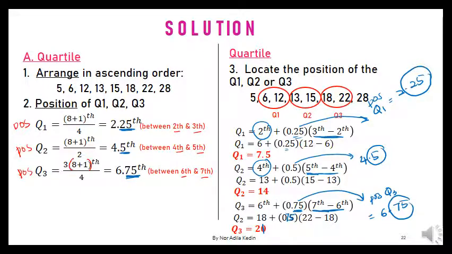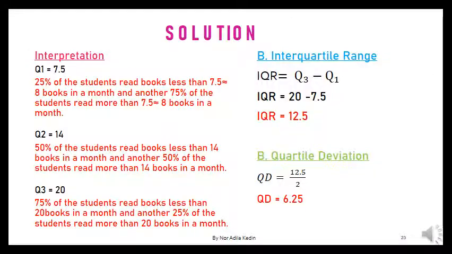Okay. So, untuk quartile, bila you dah calculate quartile, you nak cari interquartile range, you tolak saja. Q3 tolak Q1. Quartile deviation Q3 tolak Q1 bahagi dengan 2. Now, dalam soalan yang sama, dia minta awak interpret. Okay. So, since your Q1 tadi adalah 7.5, 25% of the student read book less than 7.5. Tapi sebab buku, dia bundakan jadi 8. Okay. Now, saya draw balik.